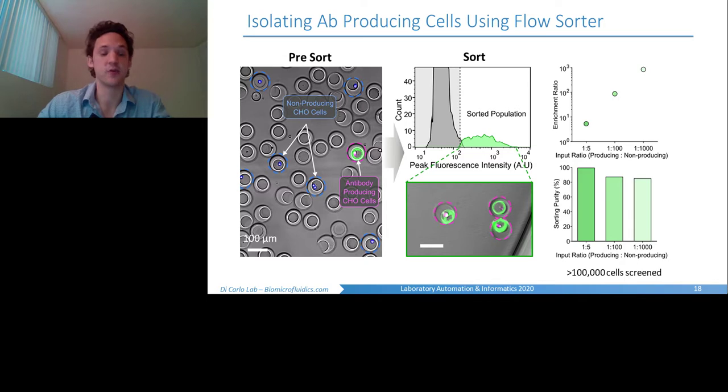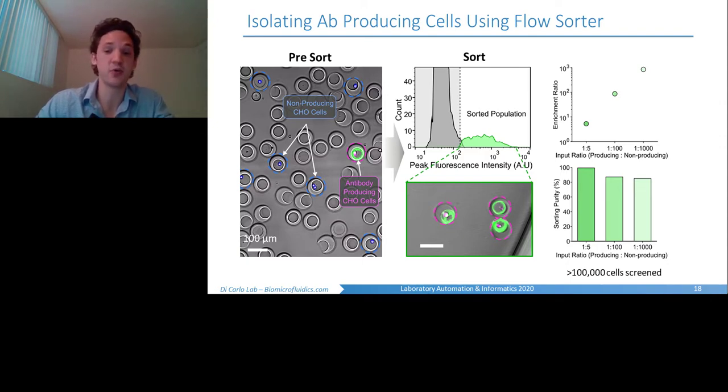And when we ran this through a flow sorter and selected our population based off of the antibody fluorescence signal, we saw that we were actually able to isolate this subtype that we spiked in. And we looked at this over a range of different dilutions, going from 1 out of 5 cells containing the antibody producing CHO cells down to much more dilute cases of 1 to 1,000. And even in this much more dilute case, we still see that we're able to sort with a fairly high purity, above 80%, based off the secreted molecules.